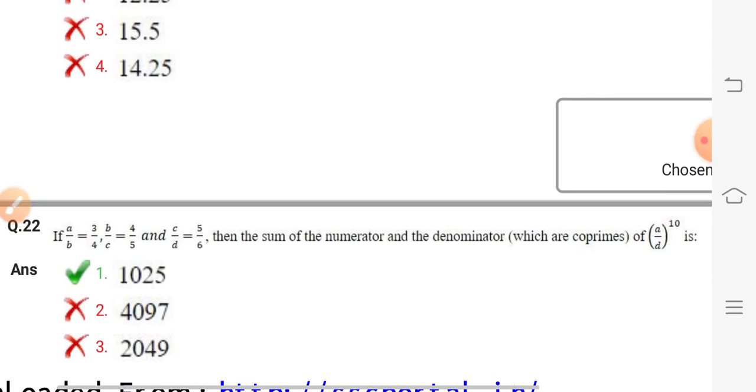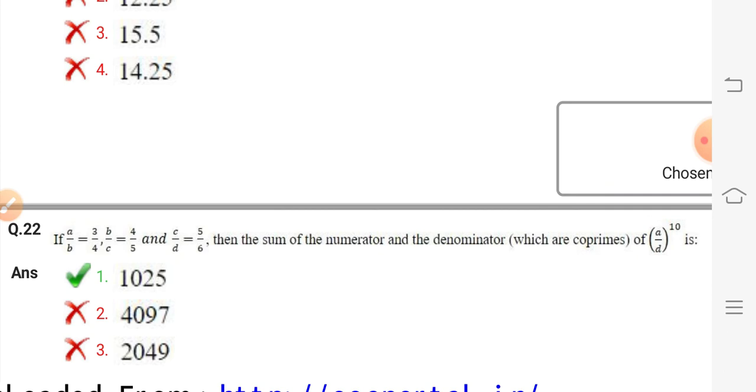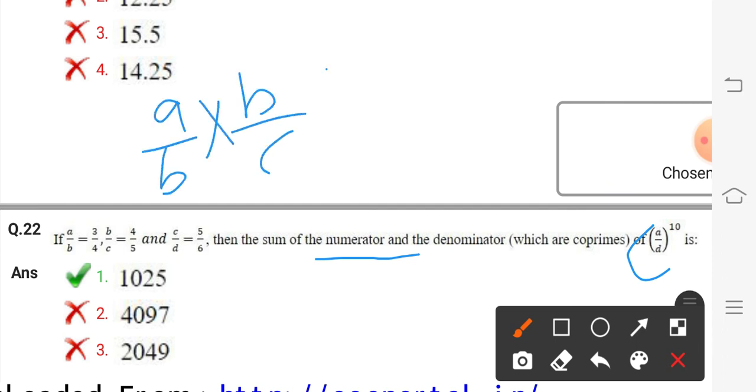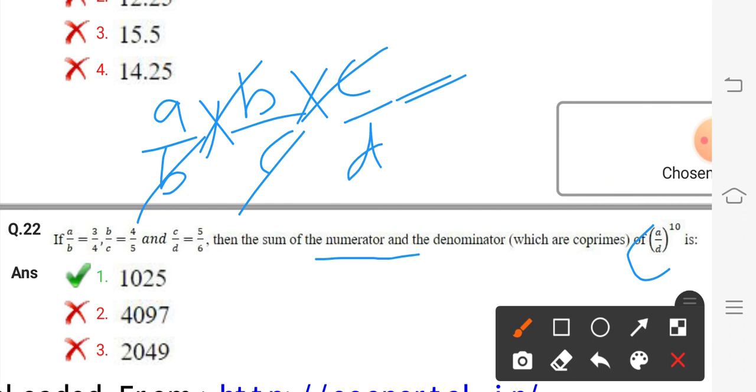Next question. If A by B is equal to 3 by 4, B by C is equal to 4 by 5, and C by D is equal to 5 by 6, then find the sum of the numerator and denominator, which are co-primes, of A by D whole to the power of 10. A by B into B by C into C by D: B cancels, C cancels.